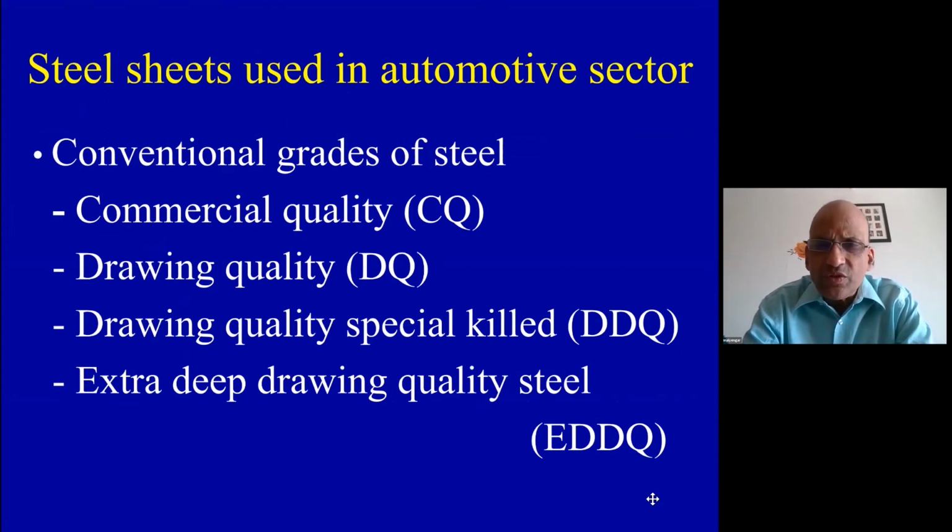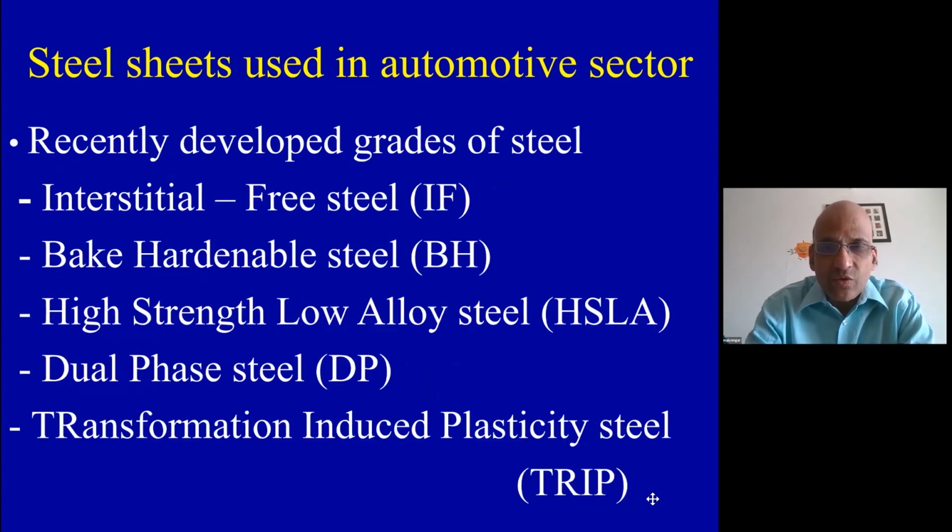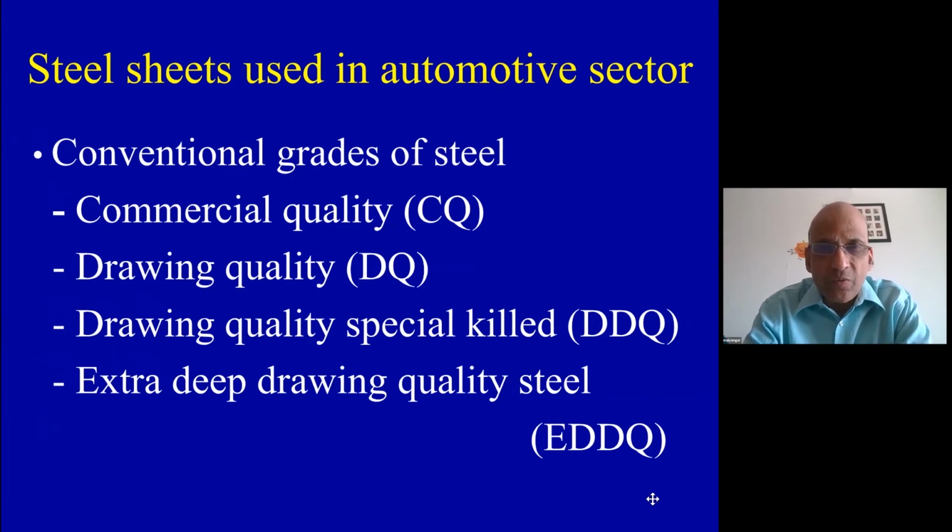This is an old story, if you will. The conventional grades of steel are the CQ grade, DQ grade, DDQ grade and EDDQ grade. Essentially, these grades are used for different levels of severity in forming. CQ will be used for the lowest severity and EDDQ will be used for moderately high severity forming.